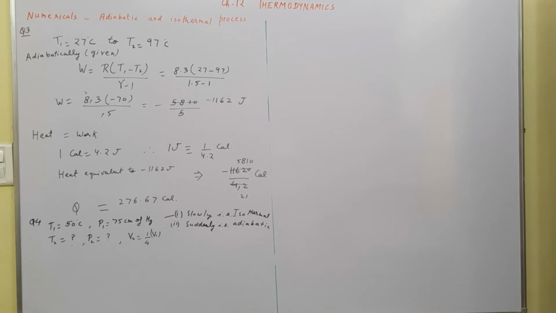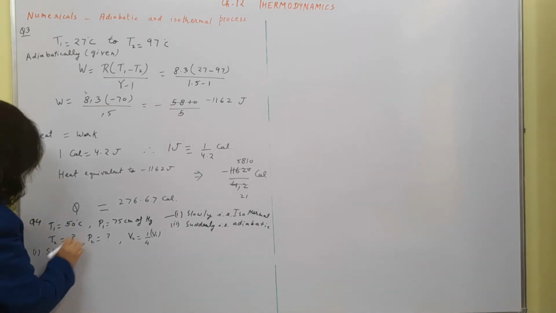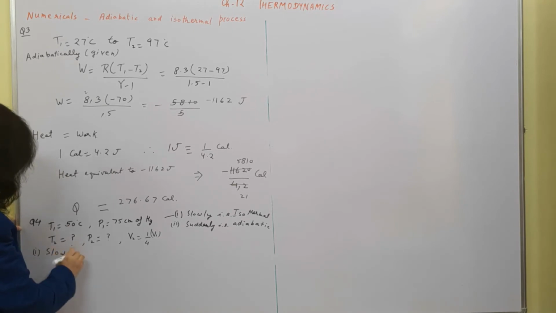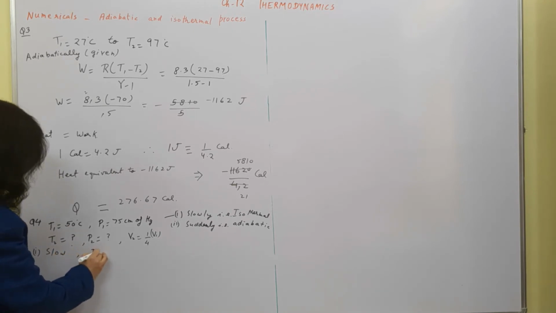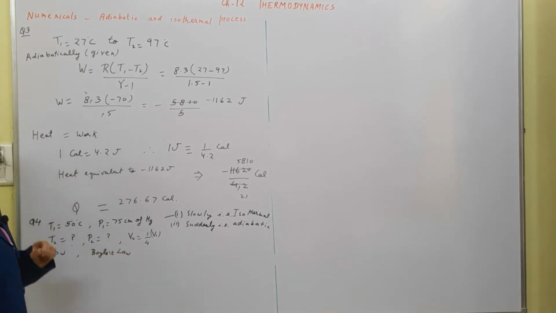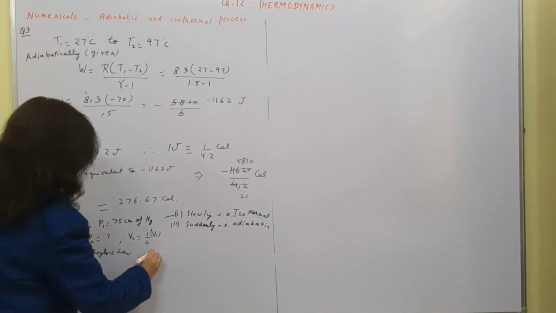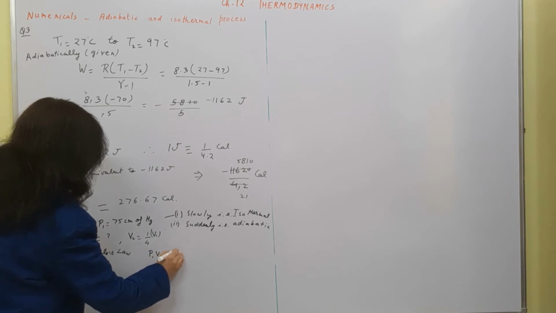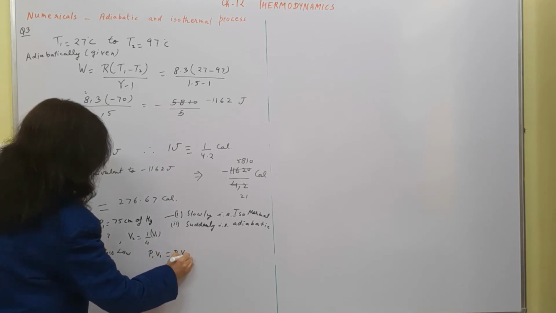Now if we are talking about the slow process, then it is isothermal, we know. So we are first taking the slow compression, that means isothermal. So what will be the formula? We know that Boyle's law is followed. So Boyle's law means P1 V1 is equal to P2 V2.